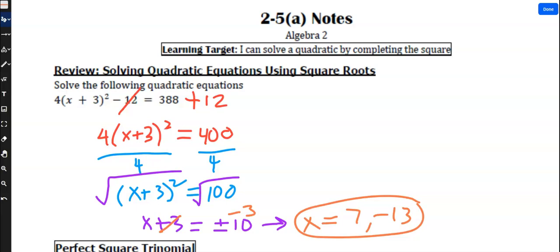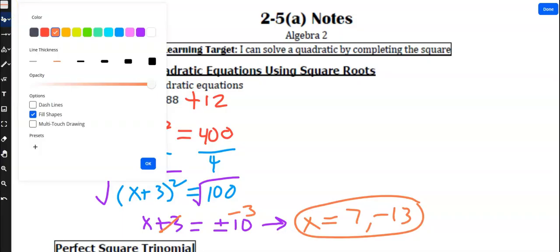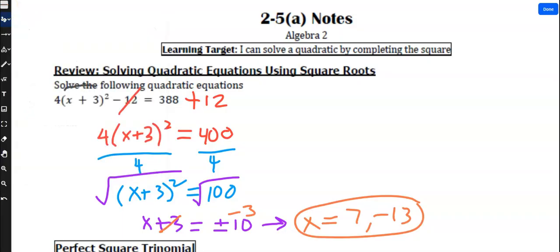Okay, just as a review, this is nothing new to you. You're trying to get this x plus 3 quantity squared by itself. So obviously we would start by adding 12 and then dividing by 4. Now once you get the x plus 3 quantity squared by itself, then it's time for a square root. And you don't want to forget your plus and minus, right?